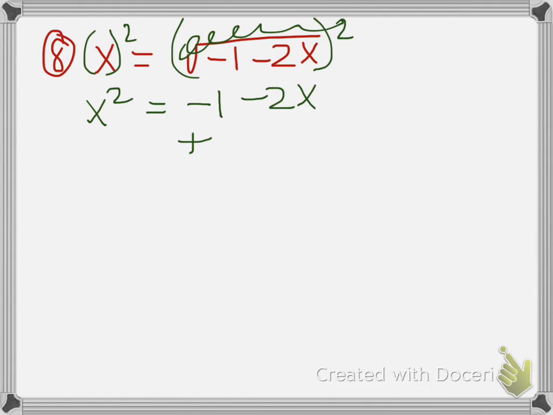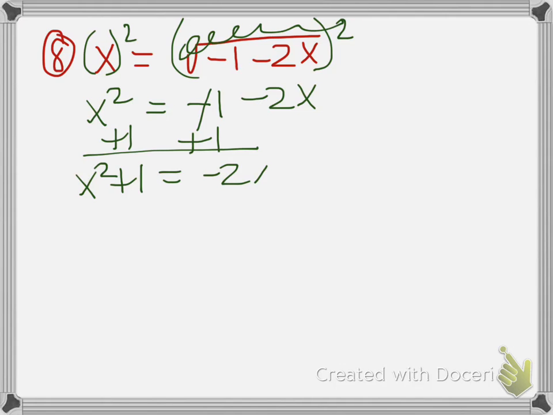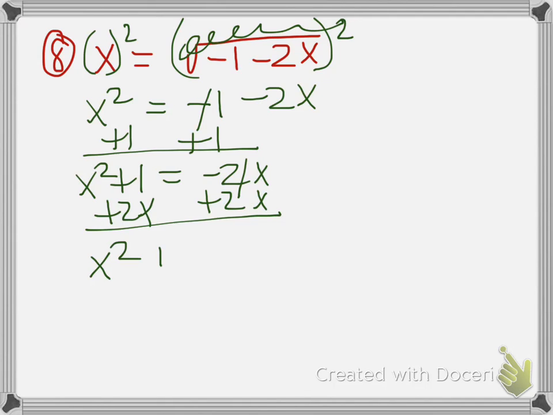So I must add 1. That gives me x squared plus 1 equals negative 2x. And I must add the 2x. So that gives me x squared plus 2x plus 1 equals 0.